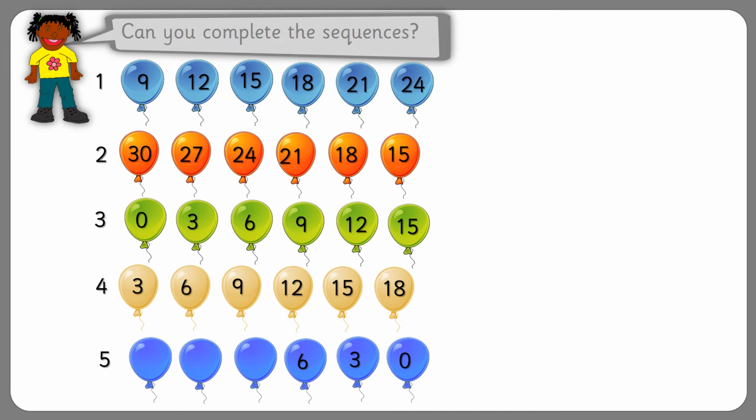Then finally on the blue balloons, number 5, we've got 3 missing numbers at the start and then it goes 6, 3, 0. So the numbers are getting smaller. We're counting backwards. Let's work backwards from 0 to find the answers. 0, 3, 6, 9, 12, 15. Well done if you've got those number sequences correct.